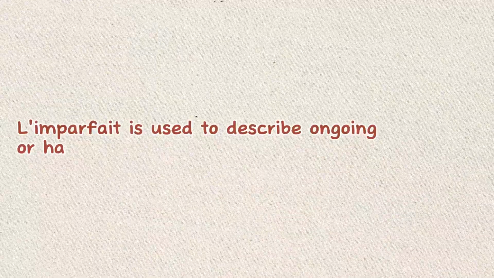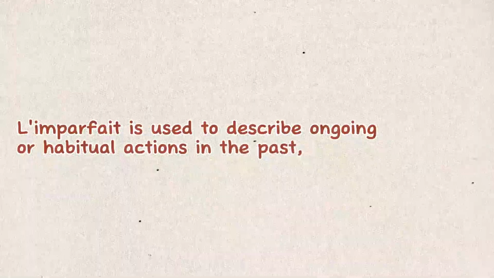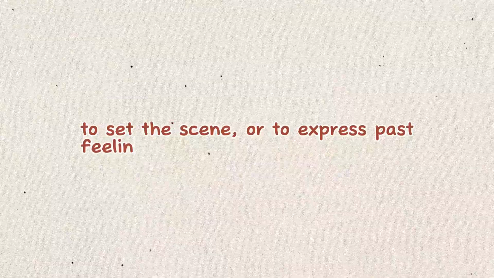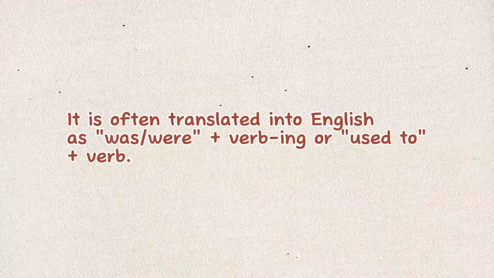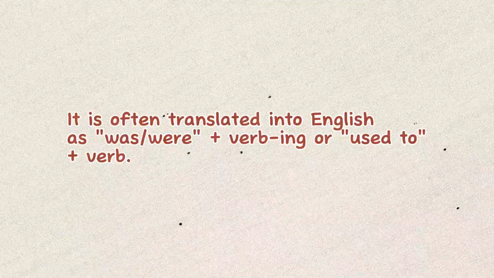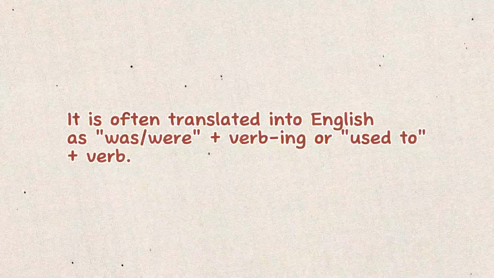With that being said, let us get started with understanding these two past tenses. All right, so what is l'imparfait, which is also the imperfect tense? L'imparfait is used to describe ongoing or habitual actions in the past, to set the scene, or to express feelings or states. It is often translated into English as was, were, plus verb ing, or used to plus verb.